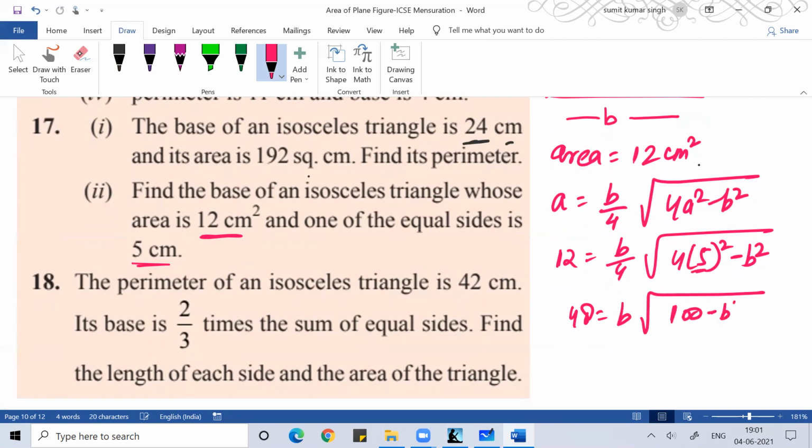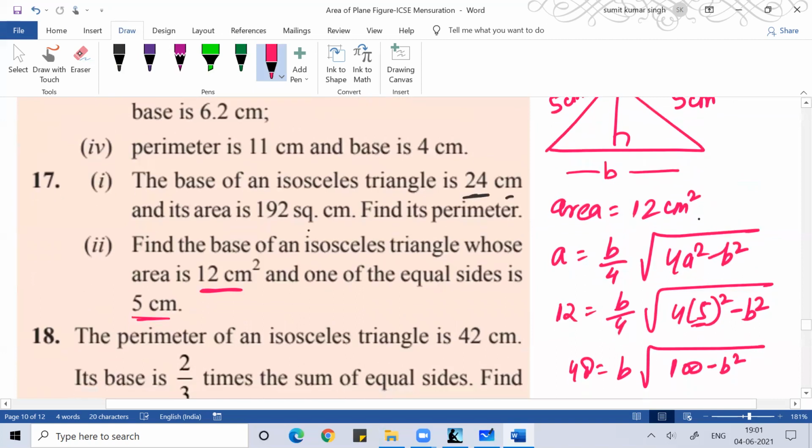Sir, I'm getting two answers. Sir, I'm getting 8 and 6, 8 or 6. 8 or 6 you are getting. Okay. So you are solving it like this.